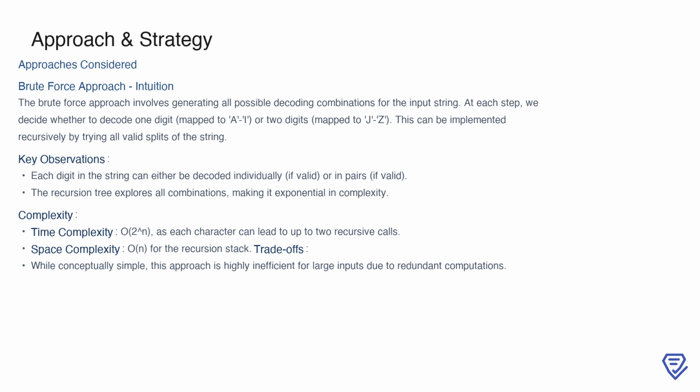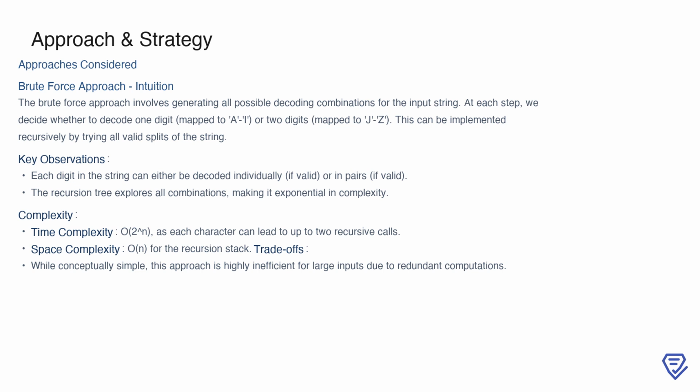This can be implemented recursively by exploring all valid splits of the string. The key observations are that each digit has two primary options if valid: decode individually or combine with the next digit to form a pair. However, this creates a recursion tree that explores every possible combination, leading to exponential complexity.